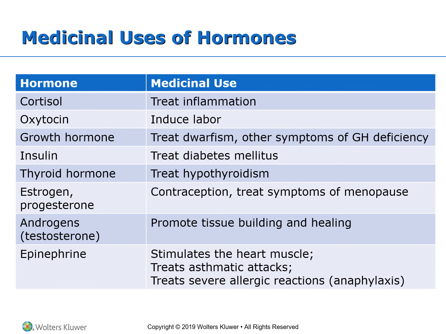The growth hormone is used to treat cases of dwarfism, but also children who have a delay in development, physically speaking, not mentally. Insulin, obviously, is for treating diabetes mellitus. The thyroid hormone is the replacement therapy for hypothyroidism. We use a wide range of estrogen, progesterone, or a combination of both for contraception and also to treat the symptoms of menopause. We use testosterone products to promote tissue building and healing.